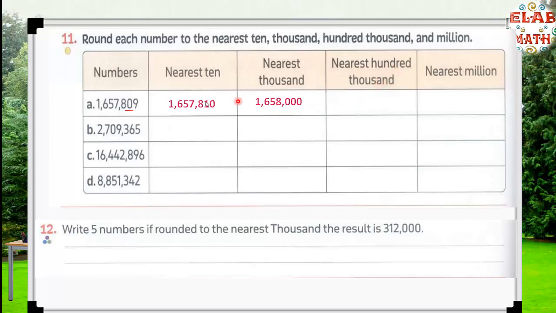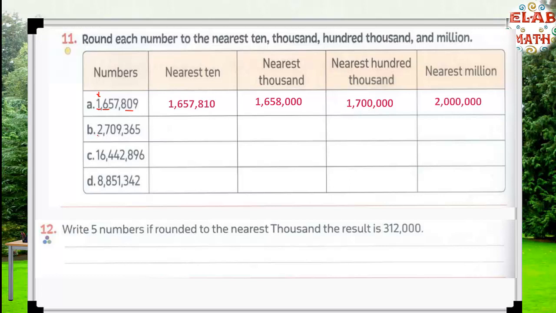Nearest 100,000. Where is 100,000? In the 100,000 place here we have 6, and here we have 5. We said 5 or more, you should add 1, so you should write 7 instead of 6. That means 1,700,000. Last one, nearest million. Million is 1. Next digit is 6. 6 is more than 5, that means you should add 1 to this one to be 2 million.